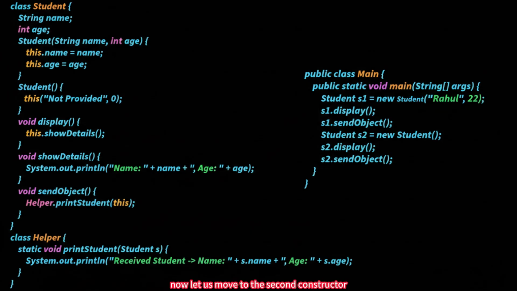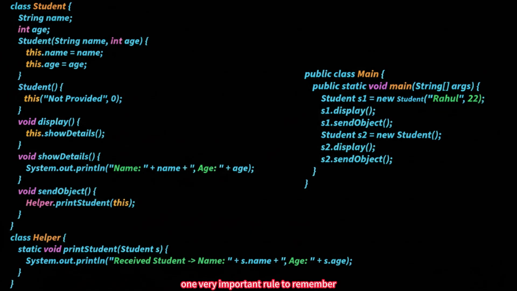Now let us move to the second constructor, which is a no-argument constructor. This constructor does not take any parameters. Inside this constructor, we are using a special statement: this("Not Provided", 0). This line means we are calling another constructor of the same class. So instead of writing initialization code again, we reuse the parameterized constructor. Here, "Not Provided" is passed as the name, and 0 is passed as the age.